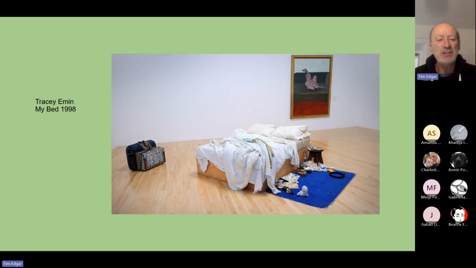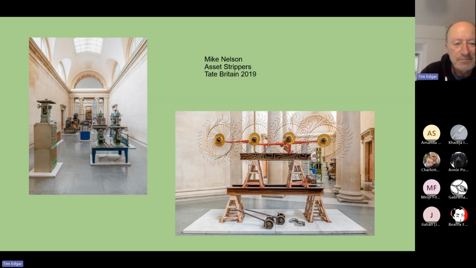And then recently we've had Tracey Emin's My Bed, which again is just the everyday, putting it in the gallery and saying this is art. So no great drain on the environment at all, really. Mike Nelson, very similar, Asset Strippers from 2019, looking at farm implements often discarded in fields, sticking them in the gallery and saying these are great artworks in themselves. I don't need to do anything. So this is Duchamp's ready-made, updated, isn't it, by Mike Nelson.